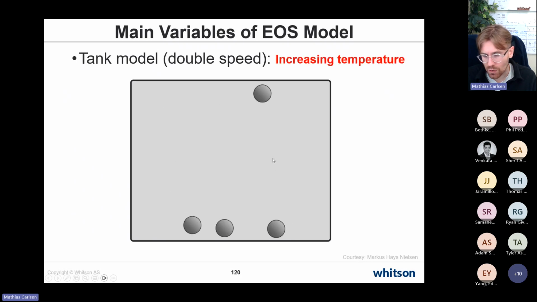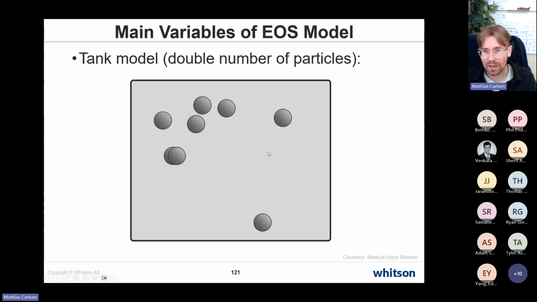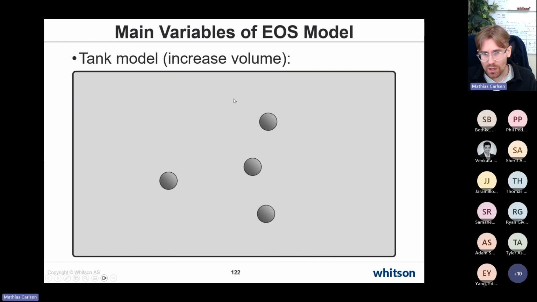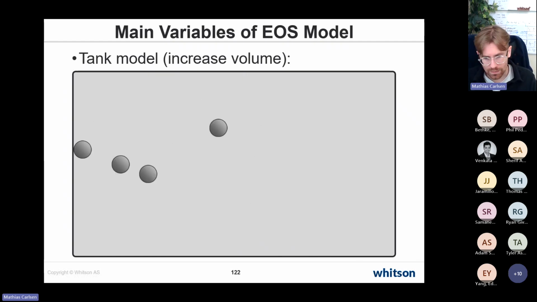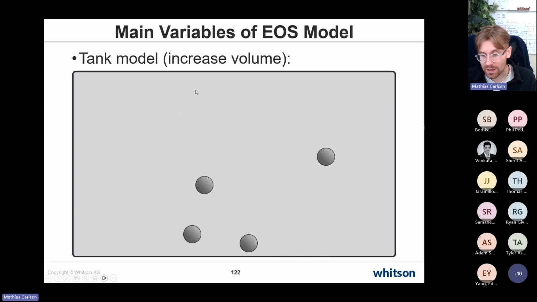So we can say that the pressure goes up. If we increase the number of molecules, we hit the wall more often. Again, pressure goes up. But if we increase the volume, it will take longer before these molecules hit the wall. So when we increase the volume, the pressure will go down.